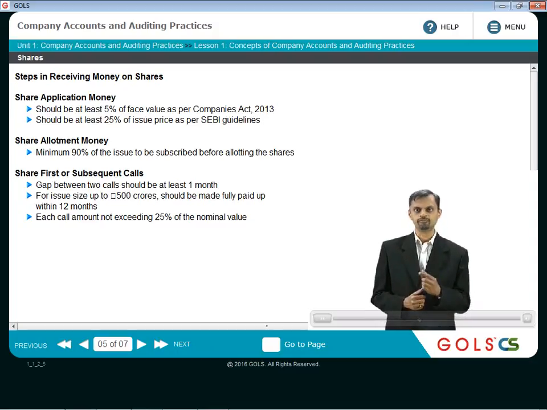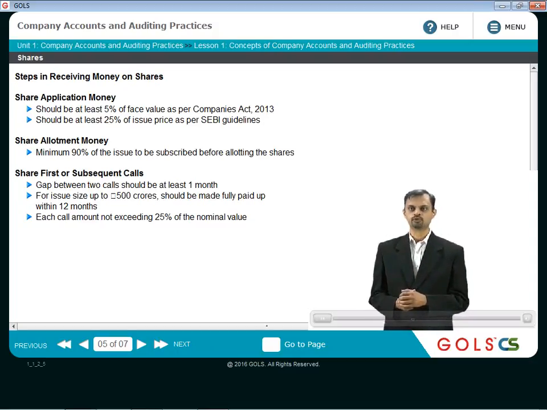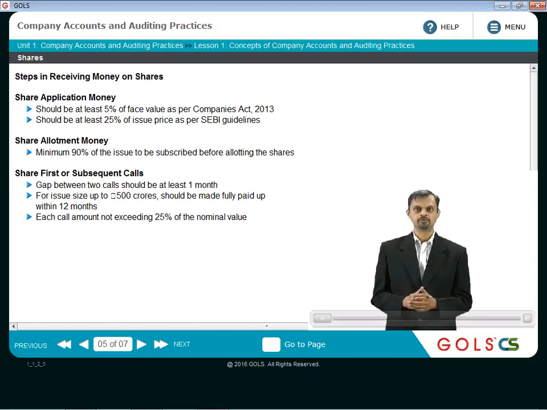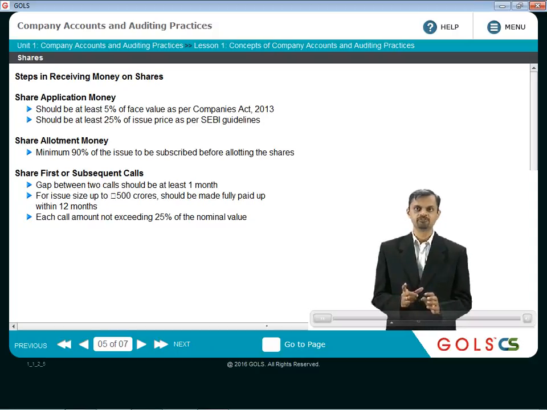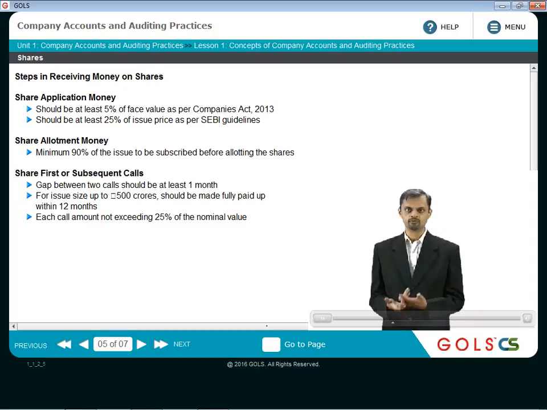So it has to be minimum 50 paisa in this case as per Companies Act 2013. At the same time, SEBI has laid down the guidelines for the issue of shares, and those guidelines say that the share application money has to be at least 25% of the issue price. Now here it is not 25% of the face value, it is 25% of the issue price.